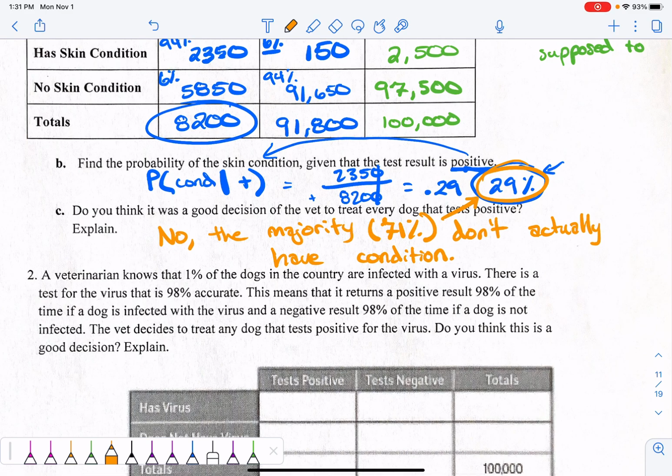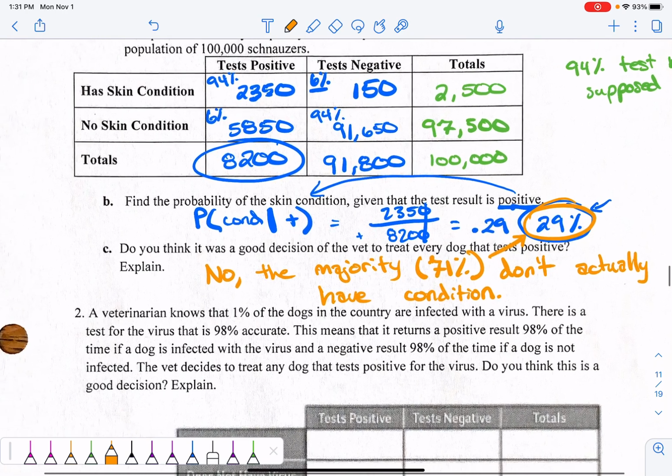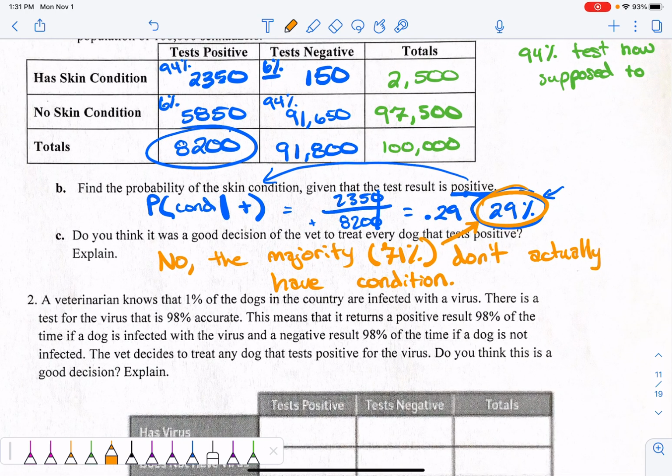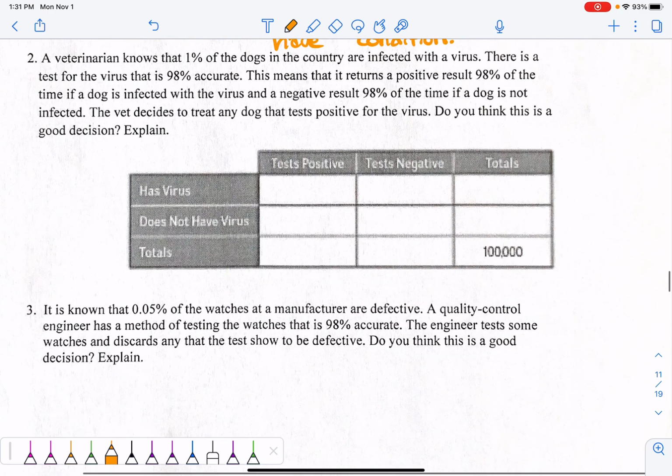That kind of goes back to the repetition thing. Like we're going to put 2 engines on a plane just to make sure that if one fails, the plane's not going to go down. Along those same lines, we're going to give them the test again to see if they test positive again. And if they test positive twice, chances are they probably actually do have that skin condition. Okay, so that's how that works. All right, let's do one more.